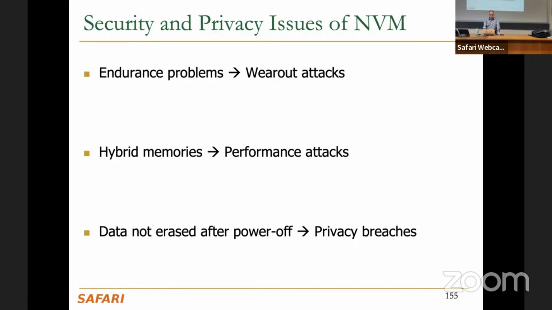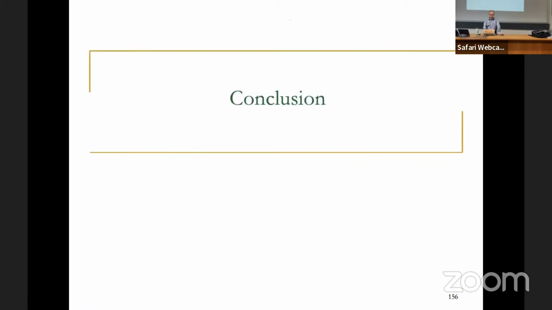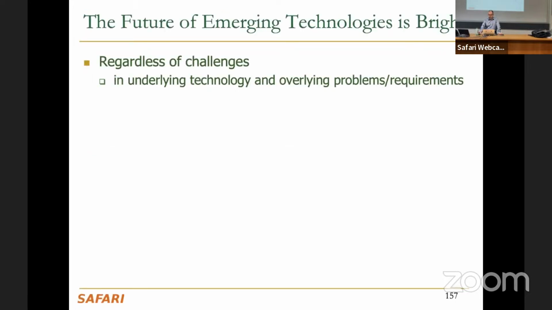Data is not erased after power off, the thing that your colleague mentioned. In DRAM, when you power off your system, your data is cleaned up, unless you want to do this cold boot attack and you cool your DRAM a lot. But in general, when you power it off, things are completely erased. In non-volatile memory, that's not the case, and you might have some privacy issues here that you need to look into. So let's conclude.